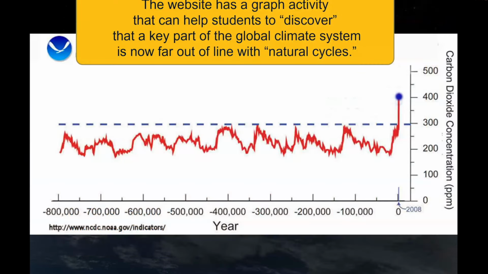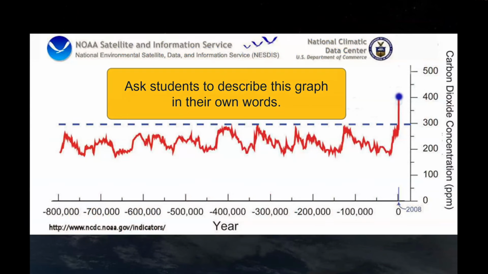Our website has a graph activity that you can use to help students discover a really important fact. A key part of this global climate system is now way out of line with the natural cycles that have occurred in the past. Ask the students just to describe this graph in their own words and to think about what the consequences might be.